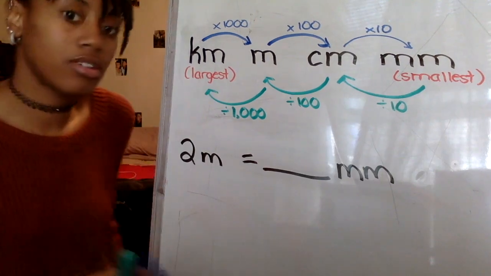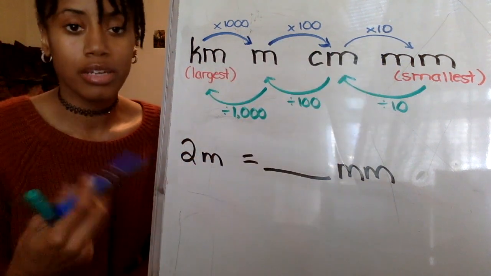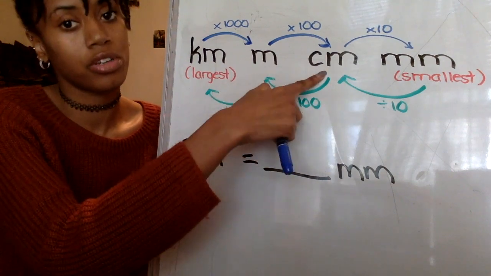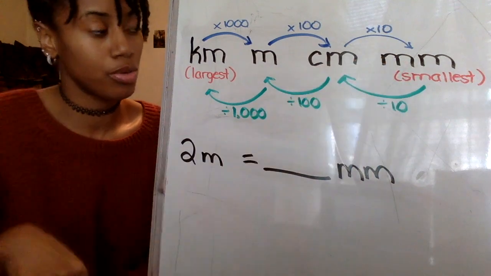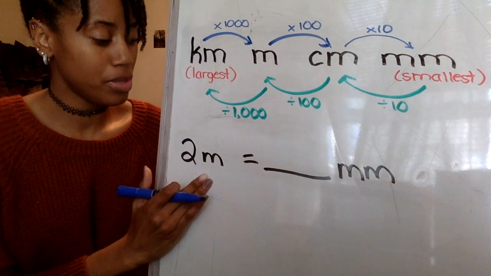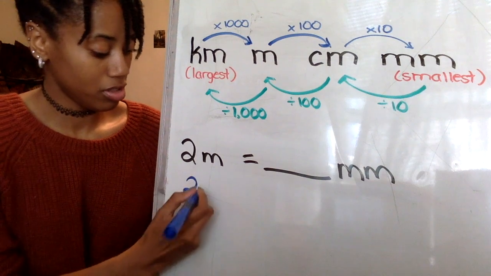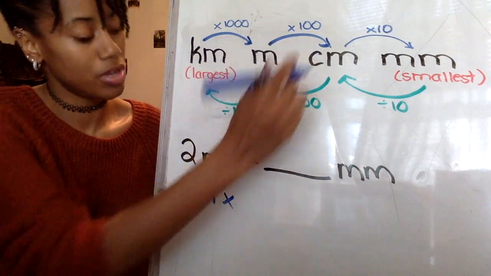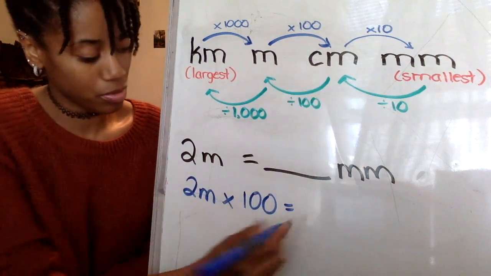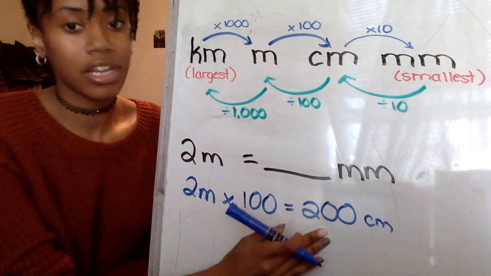Now we are going to get into how to go from meters to millimeters. It's going to be a 2-step process. First we're going to go from meters to centimeters, and then we're going to make our centimeters into millimeters. 2 meters equals blank millimeters. So I'm going to do 2 meters times 100, and that would bring me to centimeters. 2 times 100 is 200. So right now I'm at 200.